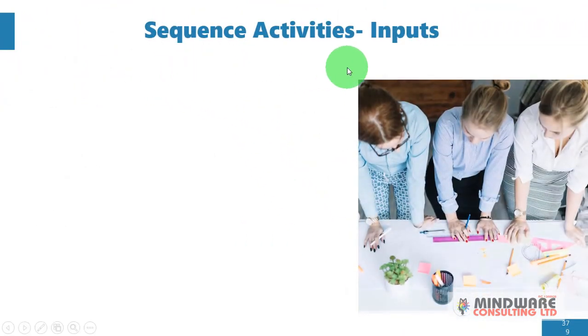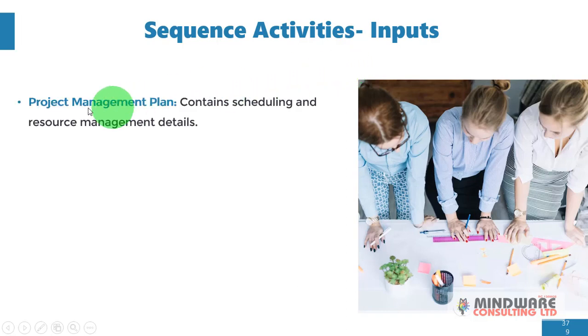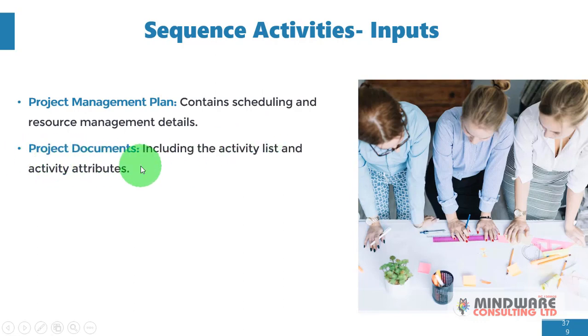Now let's look at the inputs of the sequence activities process. The first one is the project management plan, which contains scheduling and resource management details. Next, we have the project documents, which include the activity lists and activity attributes. So you're going to have a list of all the activities that you have to carry out and the characteristics of each activity, what makes them unique and different from the other. From here, you're going to know their order of priority and be able to sequence them in that particular order.